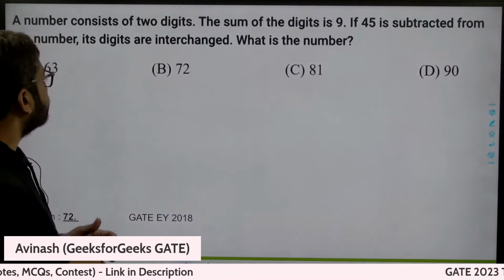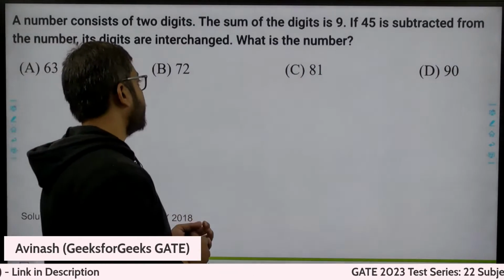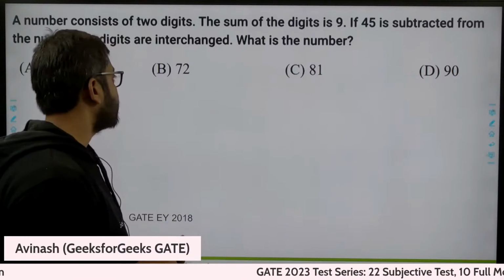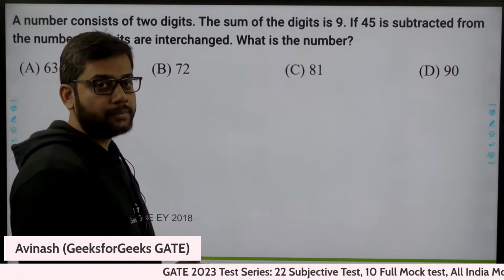The number consists of two digits. The sum of digits is 9. If 45 is subtracted from the number, the digits interchange. Same जैसा पिछला question था वैसा ही है ये भी.